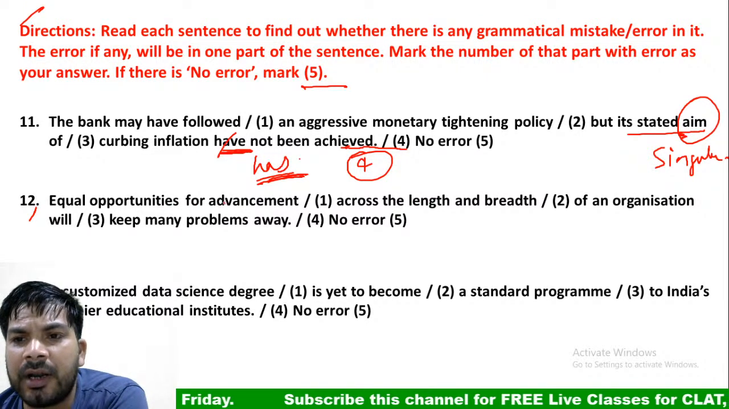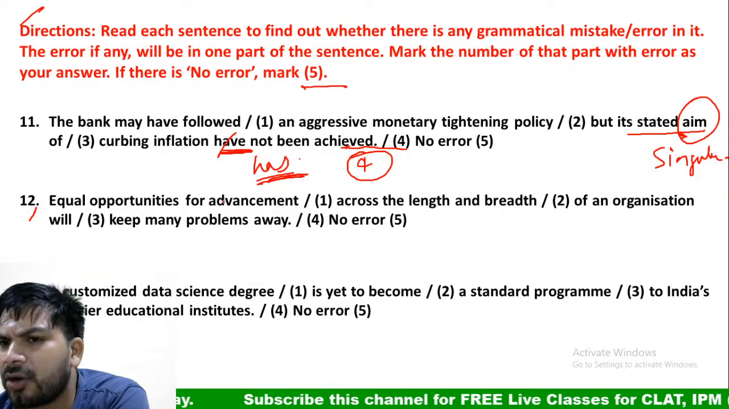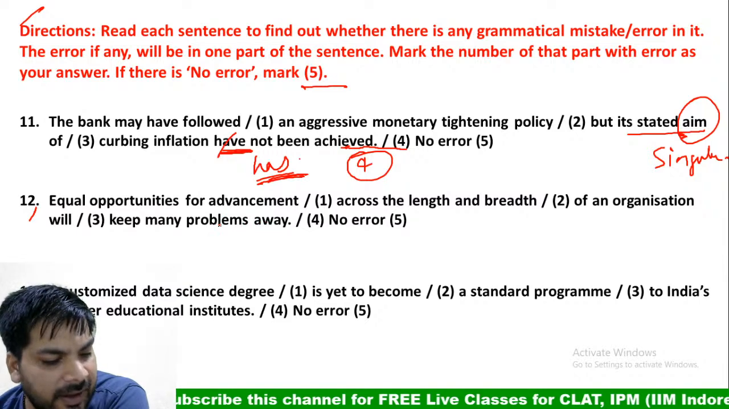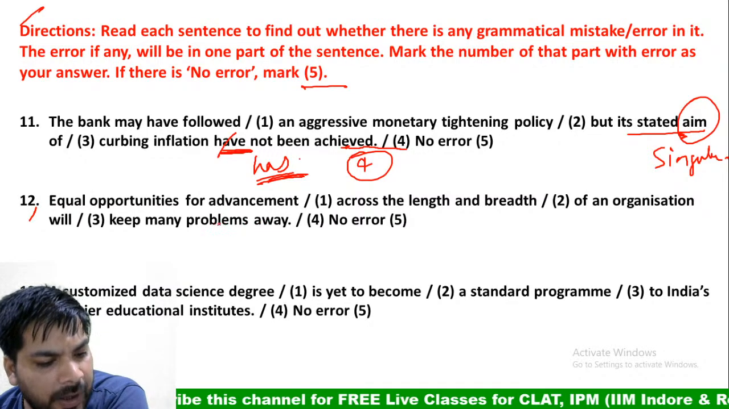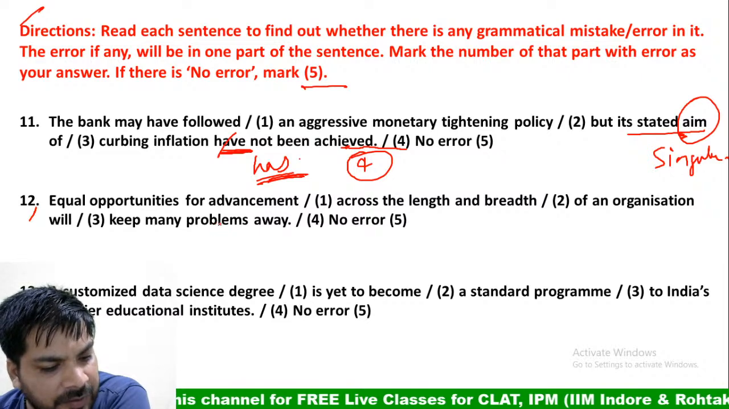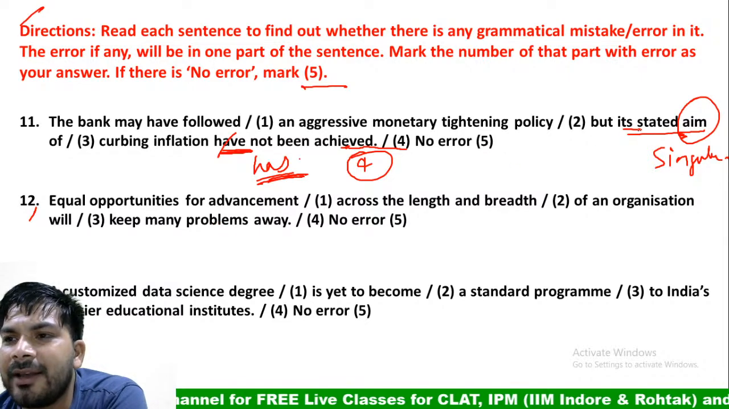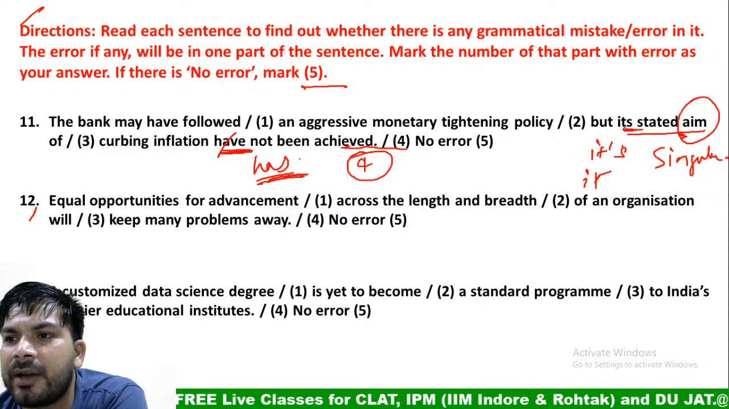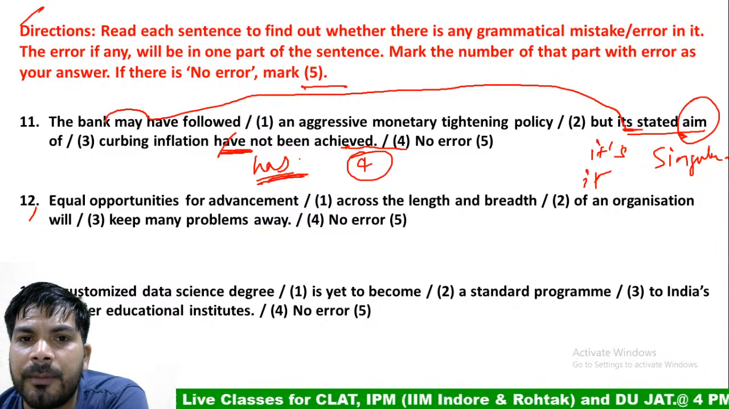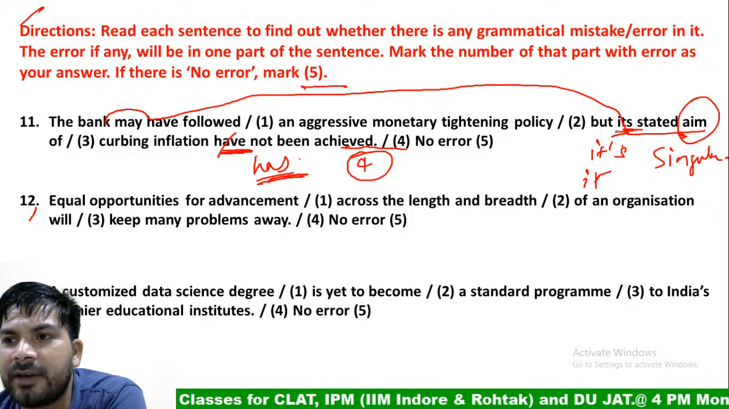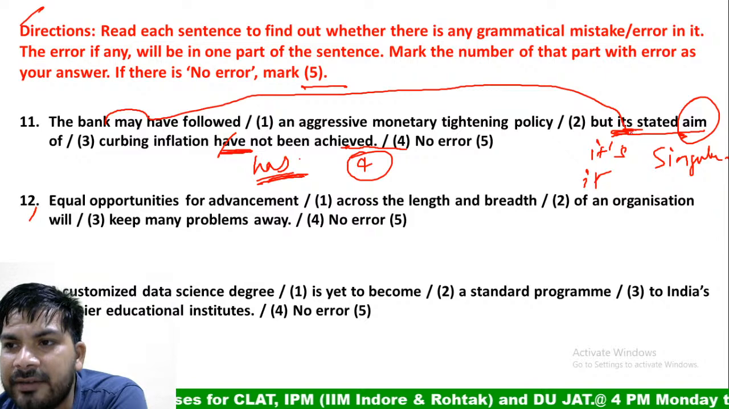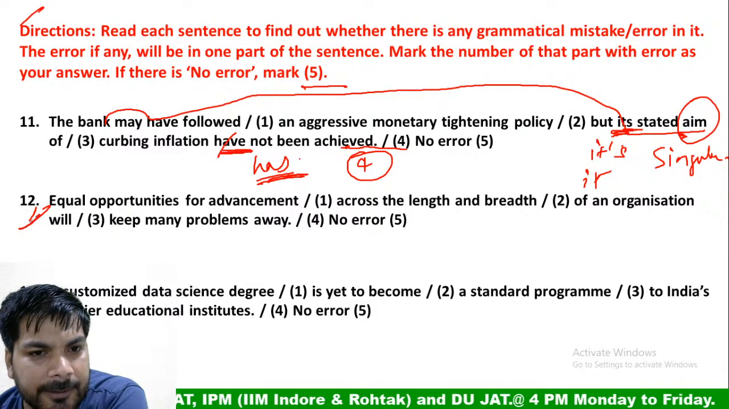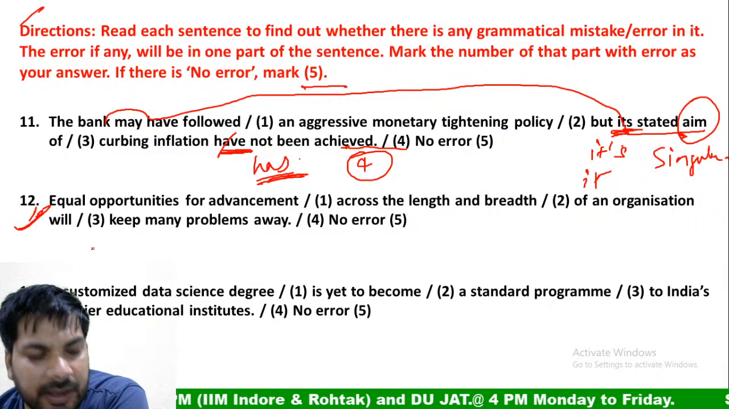Equal opportunities for advancement across the length and breadth of an organization will keep many problems away. Where is the error, ladies and gentlemen? Sir, why not, it's all right. Here it is not, it is. It's always stands for it is, whereas we are talking about its with its banks, right? So that is why we have used its, that is the possessive form of a noun. I'm talking about 12th, right? Come on, give me the right answers for 12th, ladies and gentlemen.